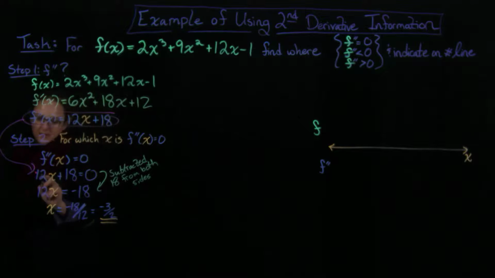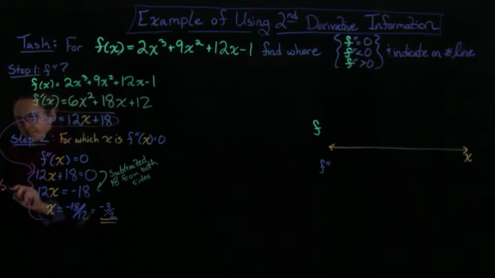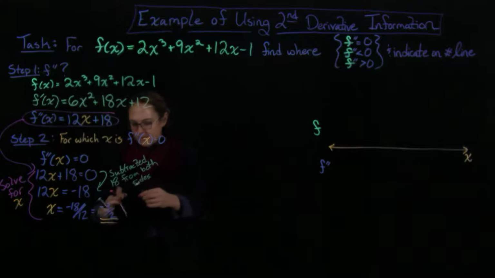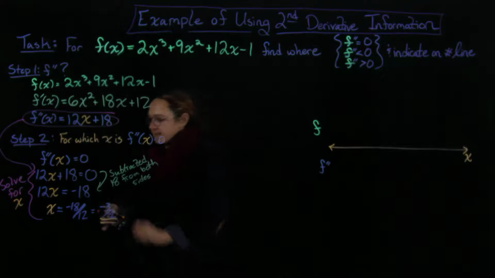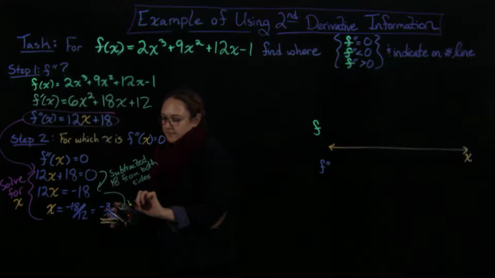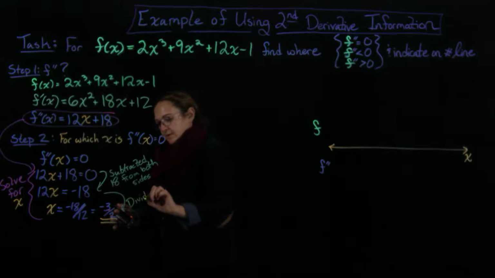So in this part, I'm going to solve for x, right, where I set it equal to 0. And in here, I divided both sides by 12. So here I'm dividing by 12.